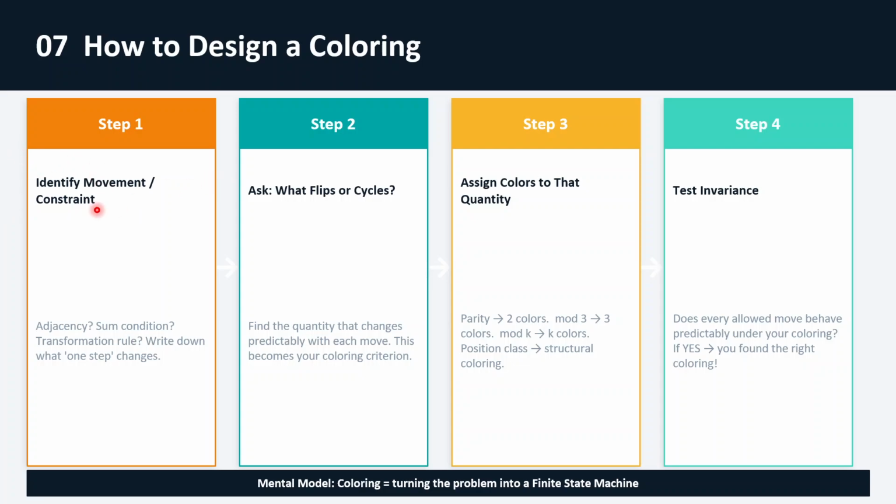First of all, identify movements or constraints and what flips or cycles, assign colors to that quantity, and test invariance. That's it, this is kind of simple. You just color it and look at the data, you organize it, and then you copy down the data and you're getting the answer ultimately.